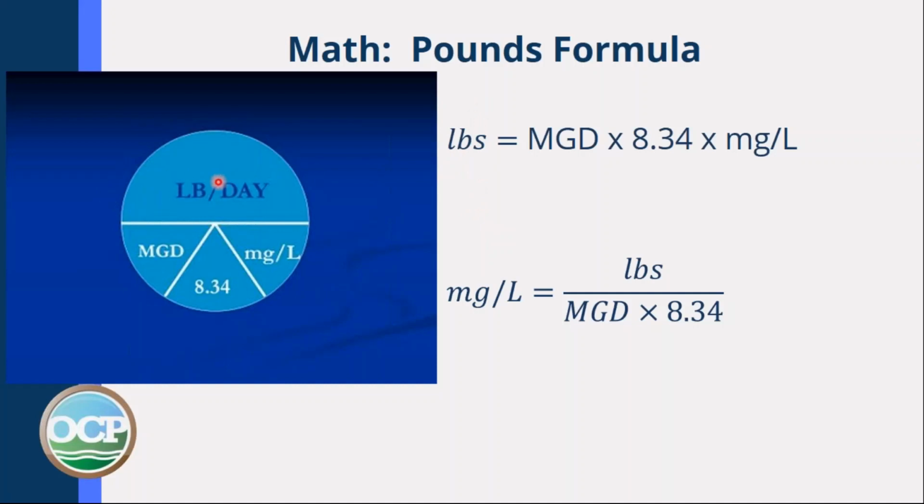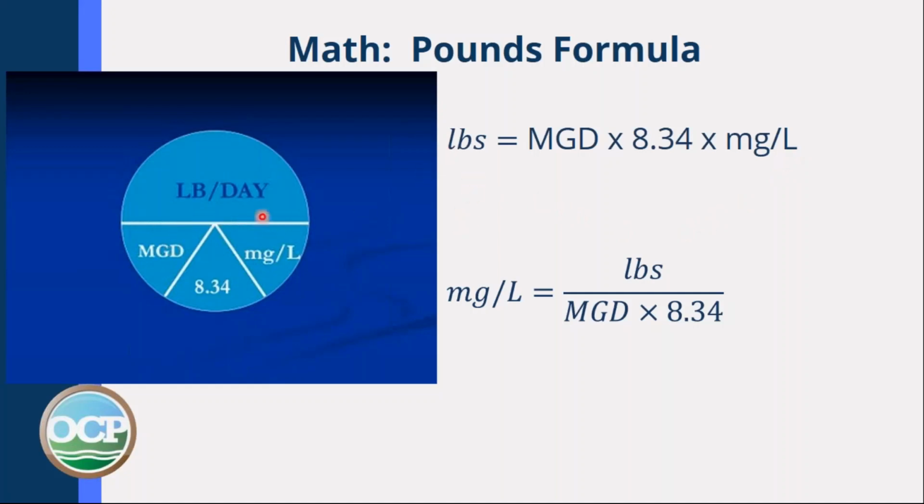So let's look at this diagram in a little more detail. Pounds per day equals million gallons per day times 8.34, which is the weight of 1 pound of water, times the concentration in milligrams per liter. And the reason why we measure this in milligrams per liter is that 1 milligram is 1/1,000,000th of a liter.